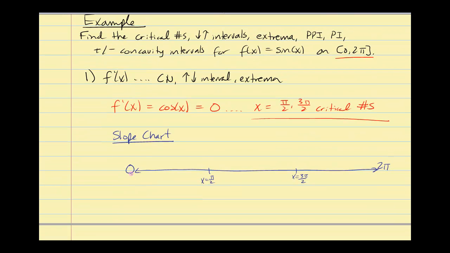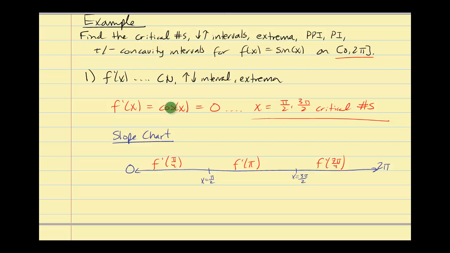So for my first interval here, I just need to check some number between 0 and pi over 2 in my first derivative. An easy one to check between 0 and pi over 2 might be something like pi over 4. Between pi over 2 and 3 pi over 2, an easy one to check would be something like pi. And between 3 pi over 2 and 2 pi, I could keep with that pi over 4 multiple theme and check 7 pi over 4. Now remember, I'm just plugging these into my first derivative, which is cosine.